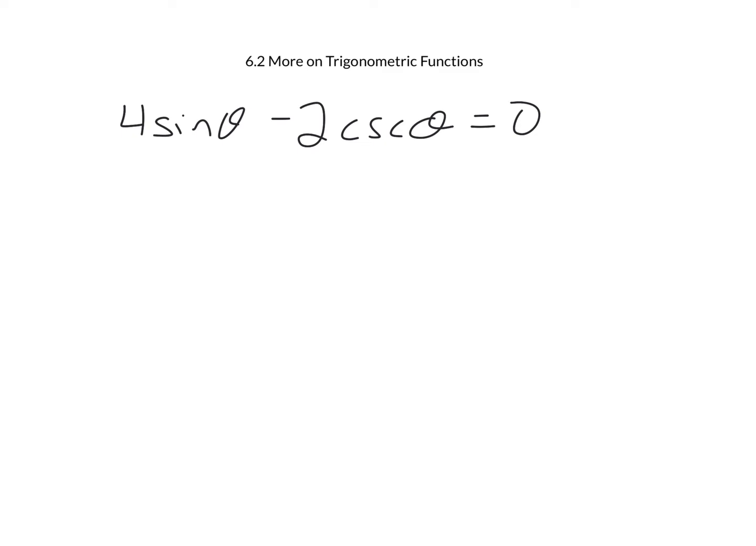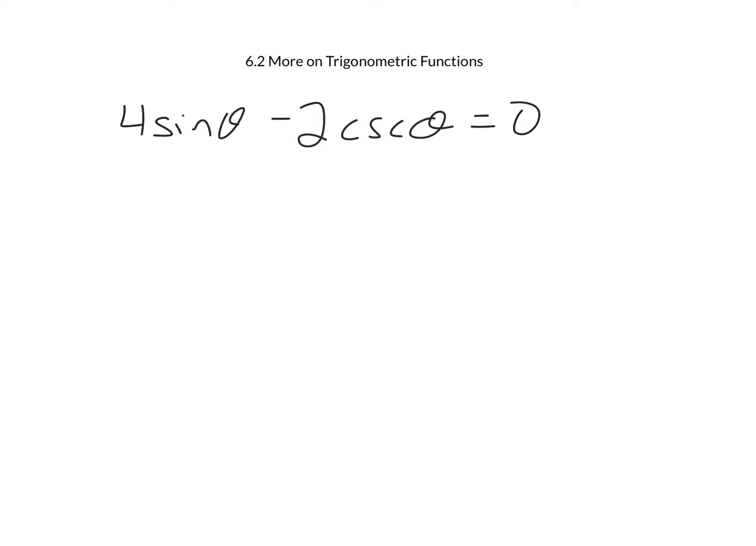All right, more trigonometric functions, okay? So we have a few more problems for you to do, similar to section 1. There are a few different things you'll see, though, that might be a little different than what you have seen before. So we have 4 sine theta minus 2 cosecant theta is equal to 0.